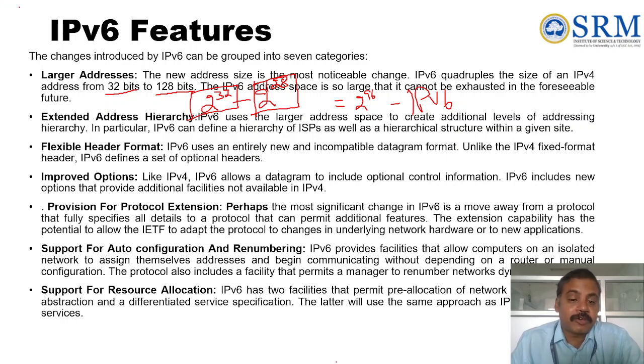And support for auto configuration and renumbering. The system can choose its IP address without the help of the router. Manually we can also configure it, which is not possible in the case of IPv4. Support for resource allocation, both at the network level and at the bigger network level, is supported in IPv6, whereas none of these features are available in IPv4. So these are the special features of IPv6 addresses.